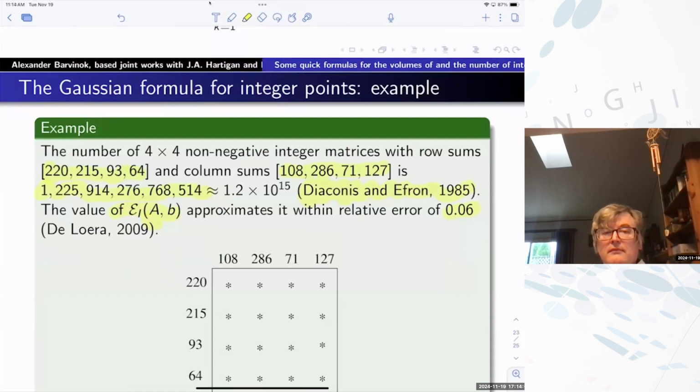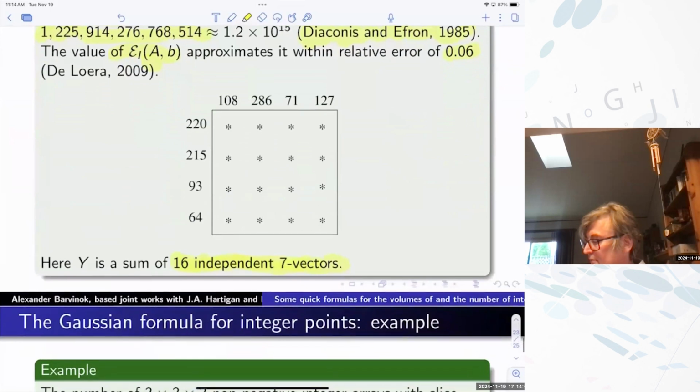Other questions? A question, yeah. In these integer examples, how does integer counting differ from volume?